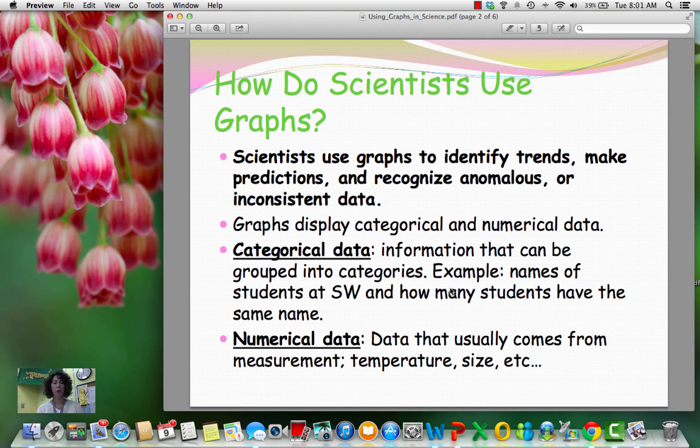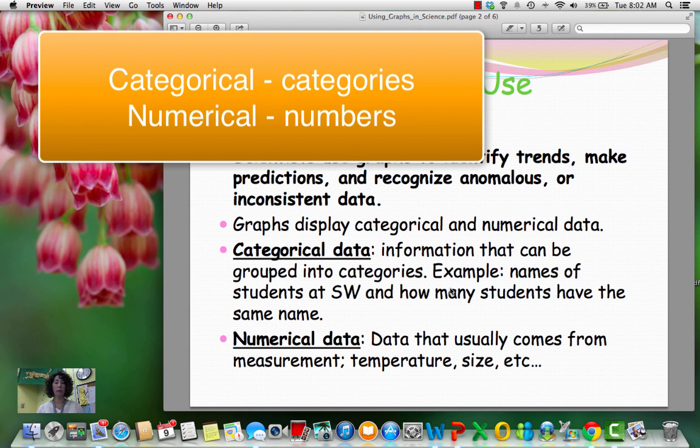So what's the difference between those two? When we're talking about categorical data, we're talking about categories, ways that we can group things. How many people maybe at a school have the same name? How many people are the same age? How many people have the same favorite color? Versus numerical data. That comes from measurement. Whether we're taking the temperature of something, we're getting the mass, the size. So we can see kind of the difference here pretty clearly. Categorical, based on categories, numerical, based on numbers.